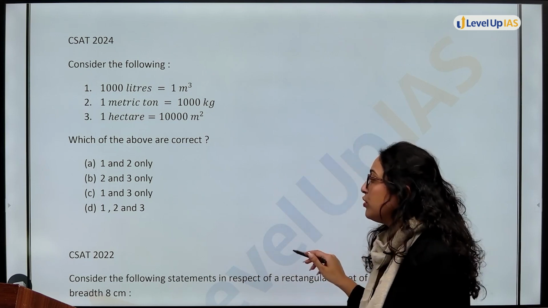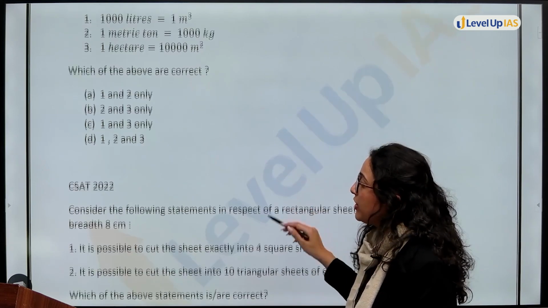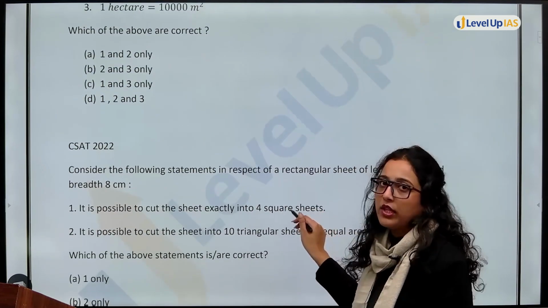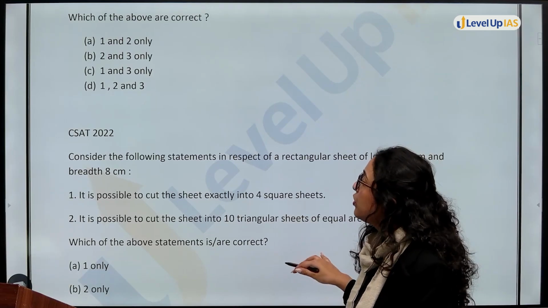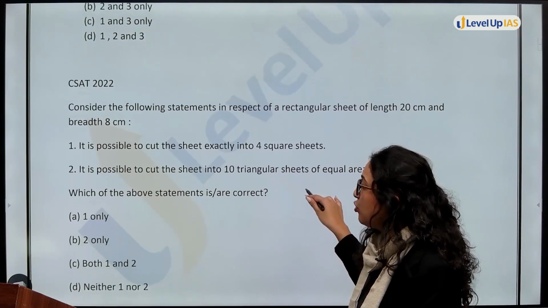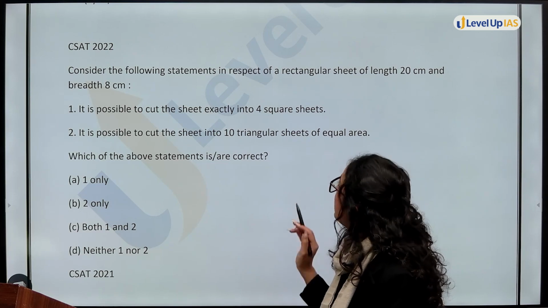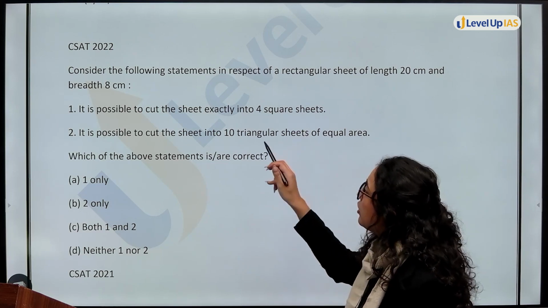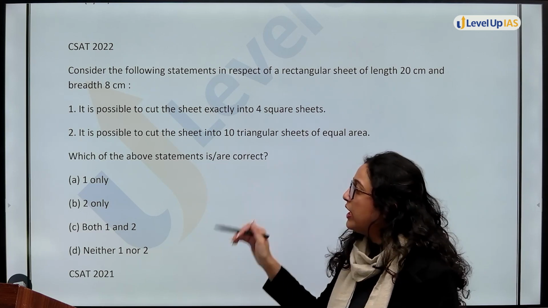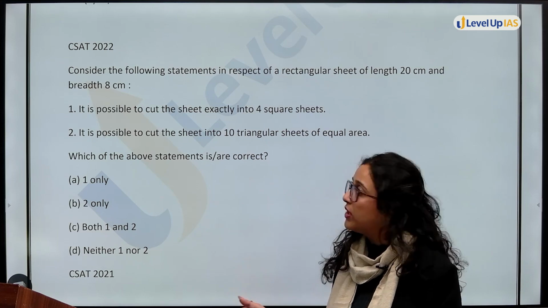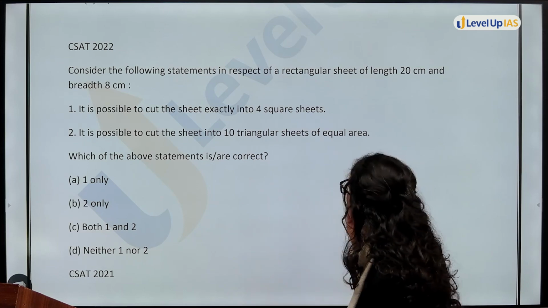Next, moving on to 2023, a geometry mensuration question directly was not asked. Moving on to 2022, again one question has been asked. It is this: you are given two statements, and you have to tell which of the following statements is true. And you can see the question as well.